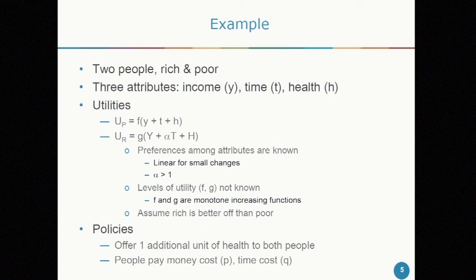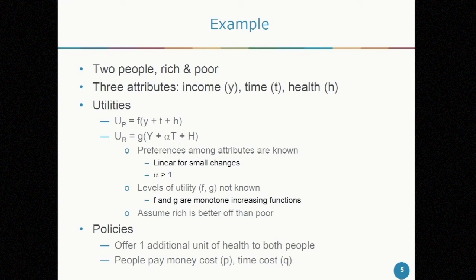Then there's some function f applied to that. All we know is it's increasing. More income, time, or health is good, but I can't really say anything about how big f is, how steep it is, only that it's increasing. For the rich person R, I have a similar function G, which is monotone increasing just like F, but I don't know the shape or the level.